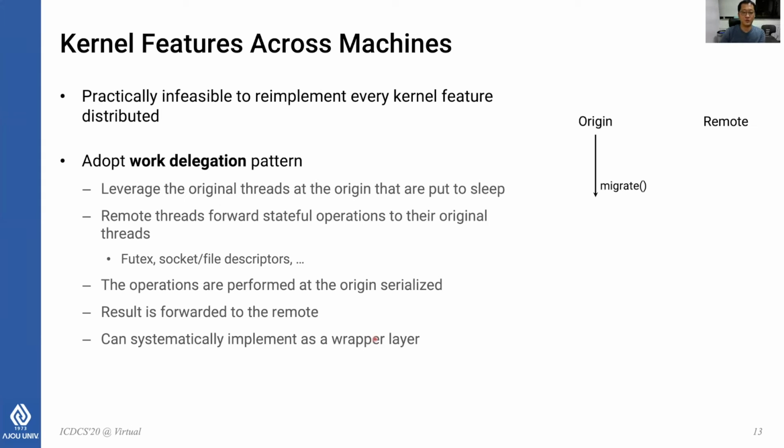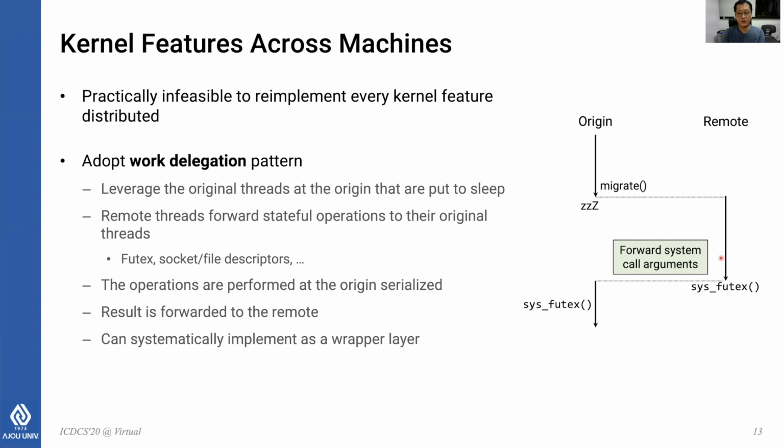When a thread is migrated to the remote node, the original thread is put to sleep, and it will be run on the remote context. When the remote thread calls a system call, its arguments are forwarded to the sleeping thread in the origin, and the system call is processed in the context of the original thread. The result is forwarded to the remote thread. After sending the result, the original thread is put to sleep again, waiting for the next system call request. This way, we can systematically implement many kernel features with a wrapping layer.